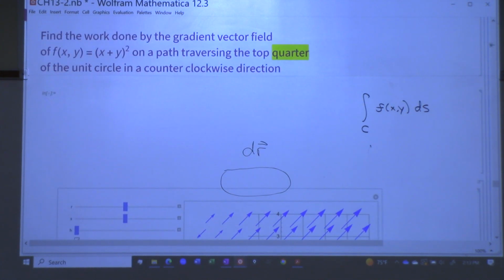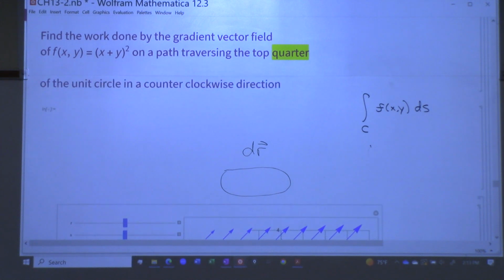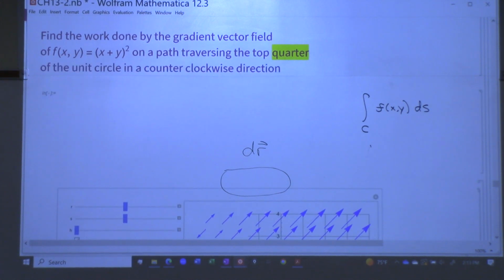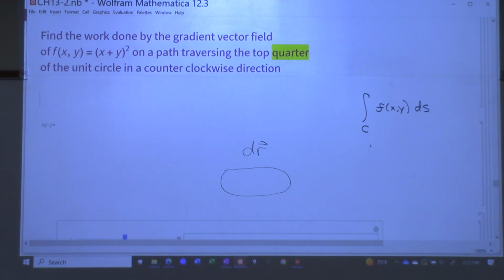All right, let's do this one. We're still in 13.2. Good Lord. Yeah, it's a massive section.